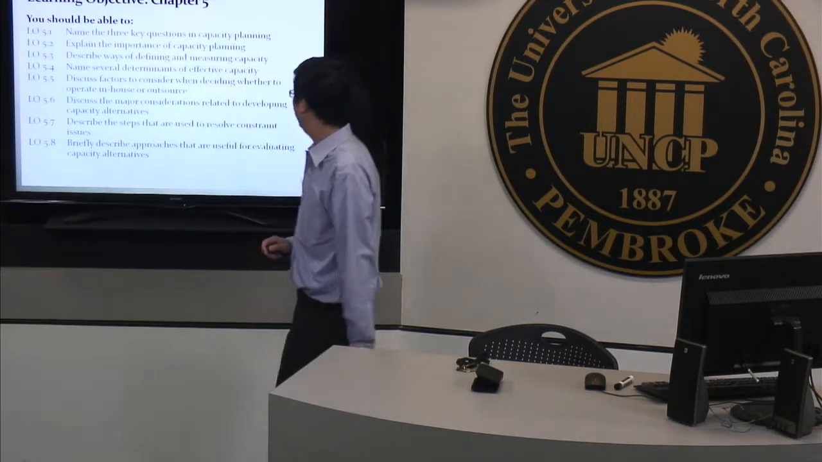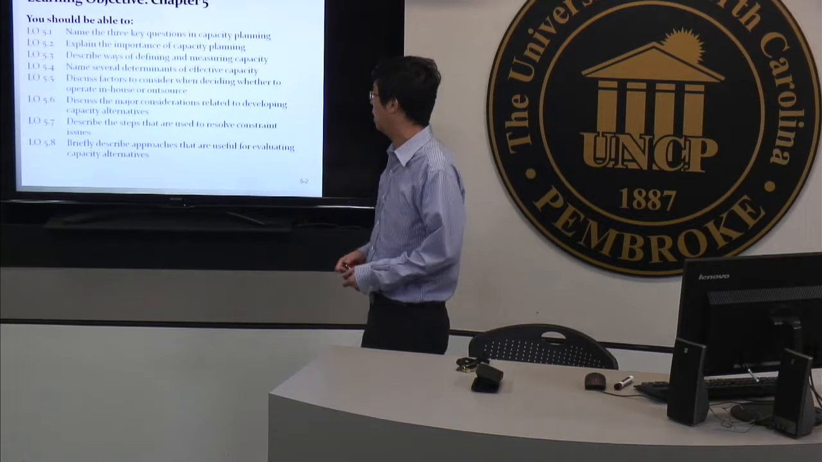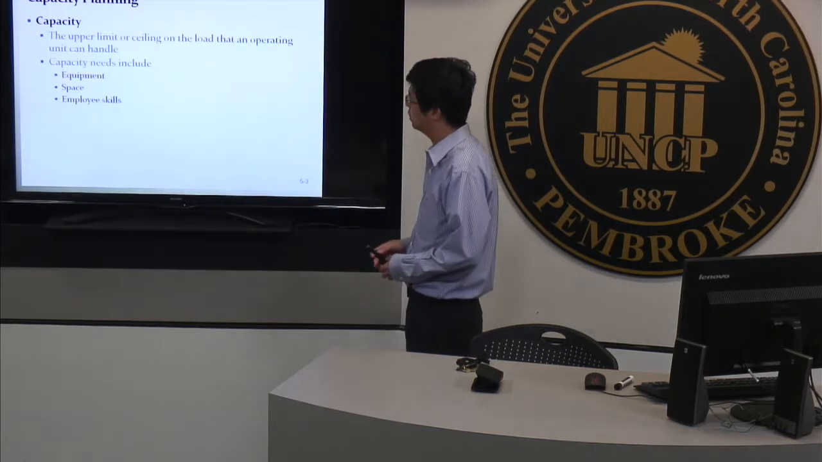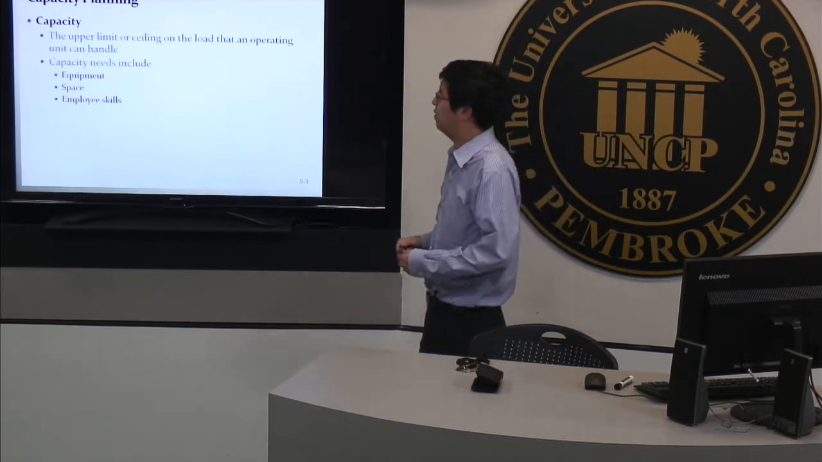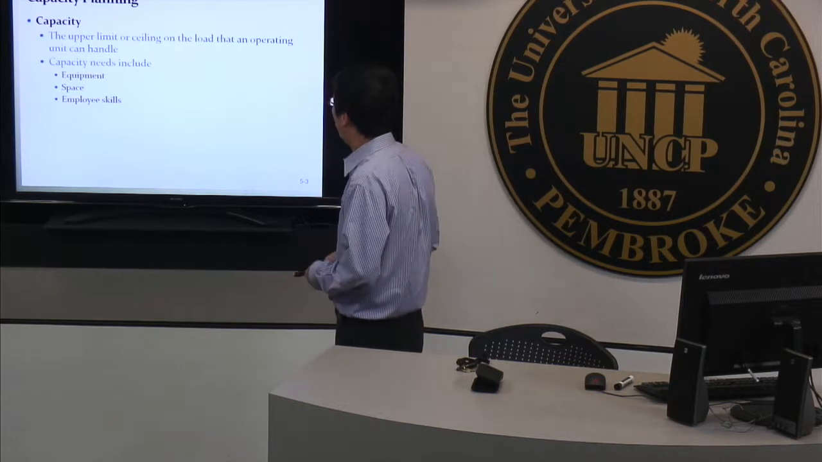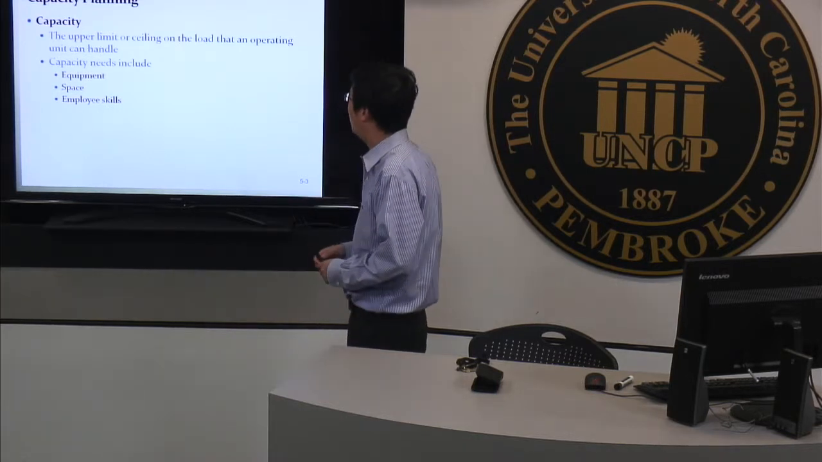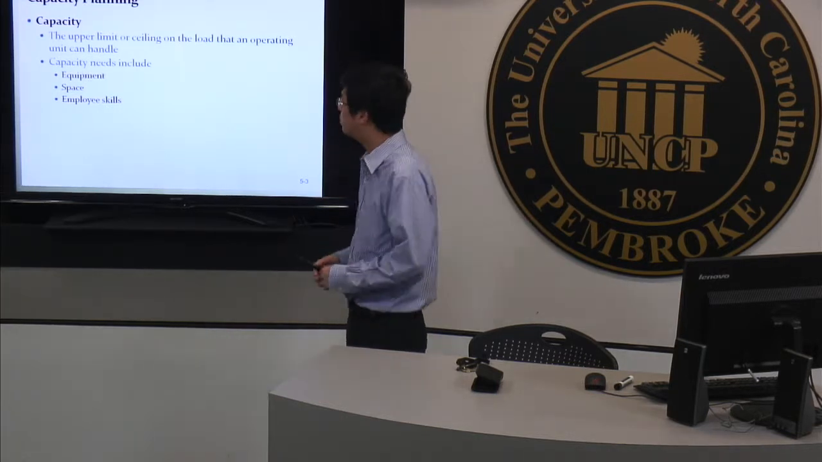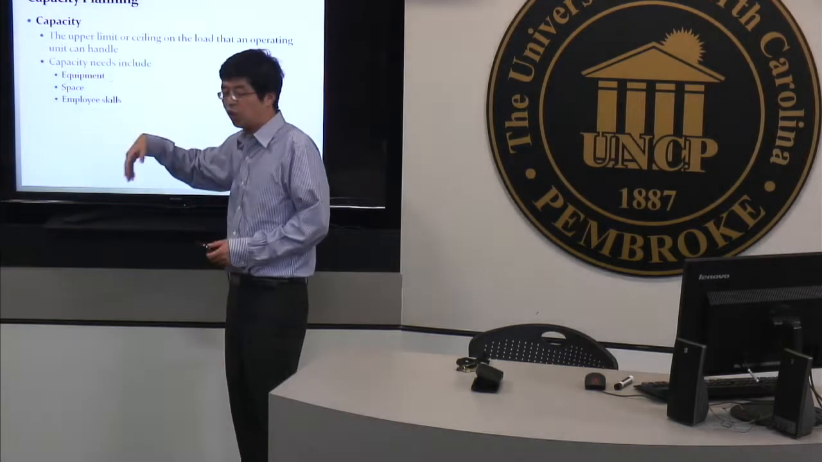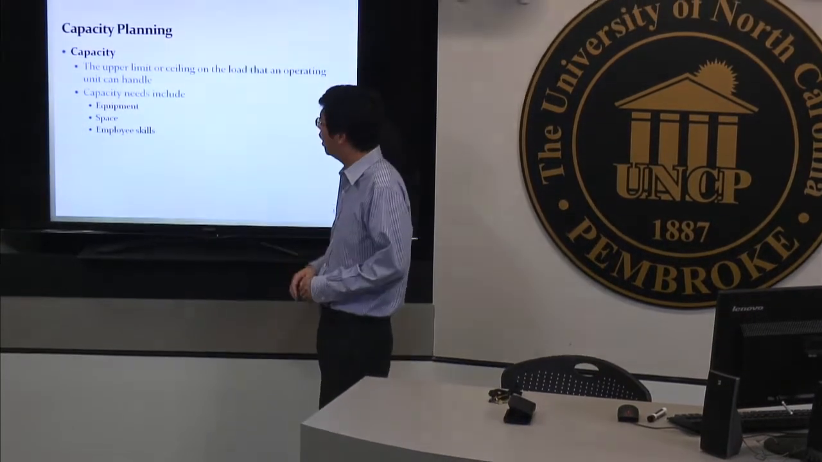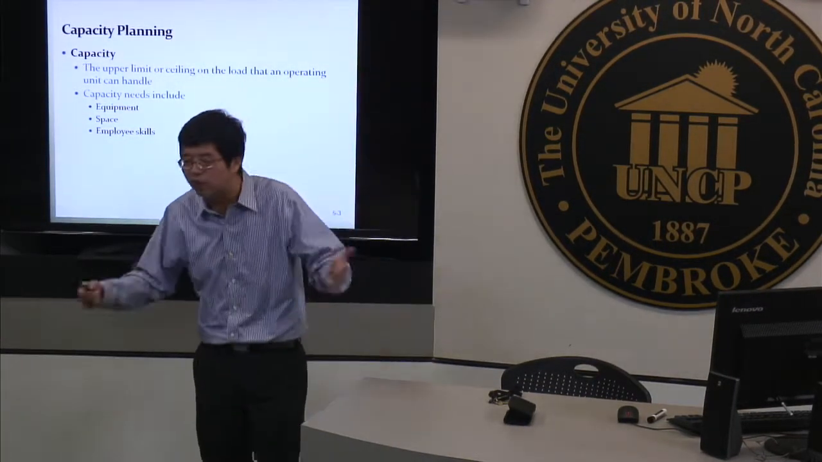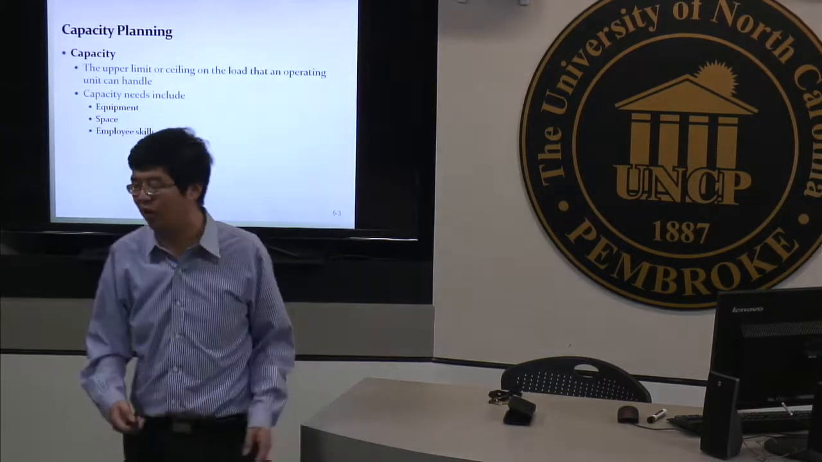Steps used to resolve the constraints issue and describe the approach useful to evaluate the capacity alternatives. Capacity, by definition, is the upper limit or ceiling on the load that an operating unit can handle. So capacity includes equipment, machine, space, and employee skill, more people or more skilled people. Either way will work.